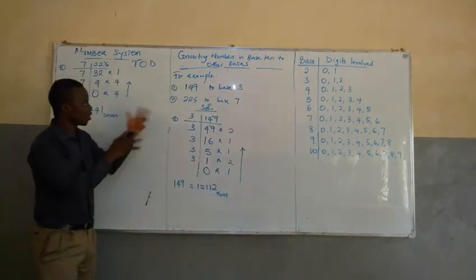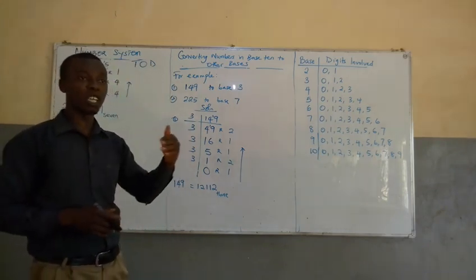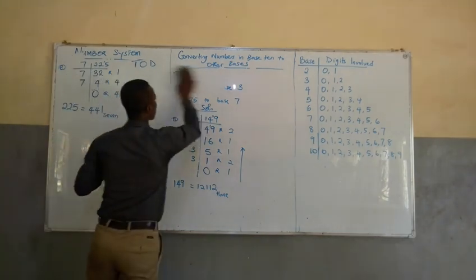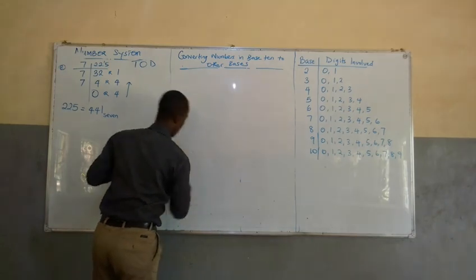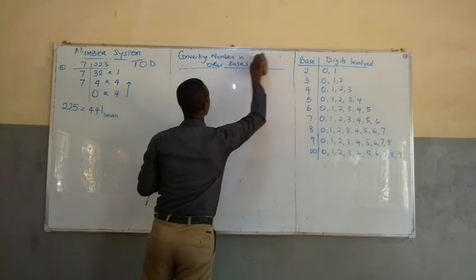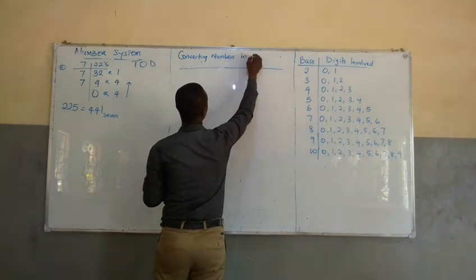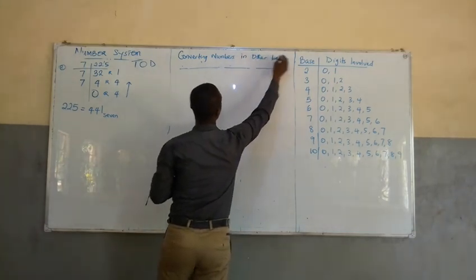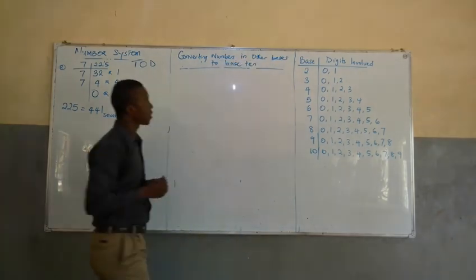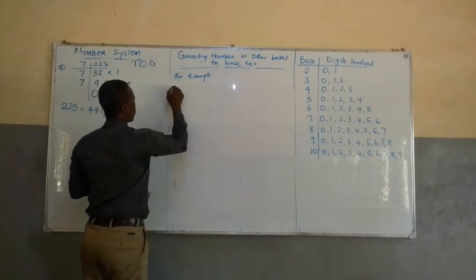So this is changing from numbers in base 10 to numbers in other bases. Now, how about if I'm going to change from other bases to base 10? That's what we are going to be looking at further again. So I'm going to create some space here to have converting numbers in other bases to base 10 numbers.